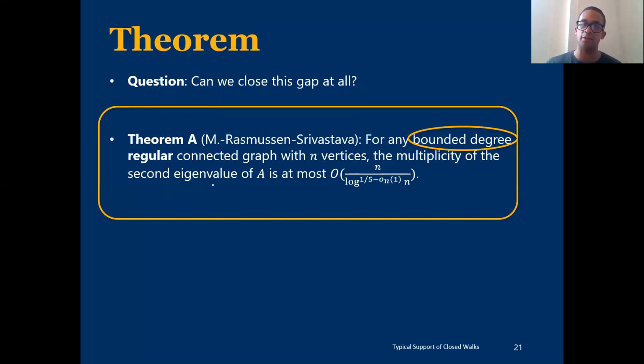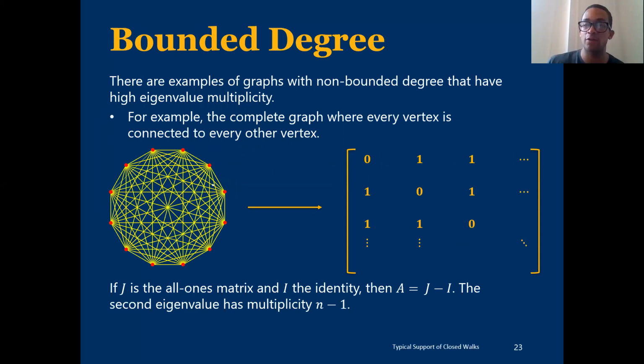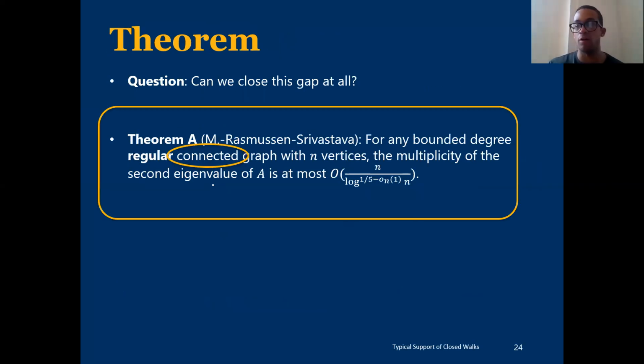Result. Why do we need these? Well, first of all, why do we need bounded degree? Well, if we didn't have this condition of bounded degree, then the result just wouldn't be true. For example, if we have the complete graph, then the adjacency matrix of the complete graph is just the all ones matrix minus the identity matrix. And this matrix has second eigenvalue multiplicity n minus 1.